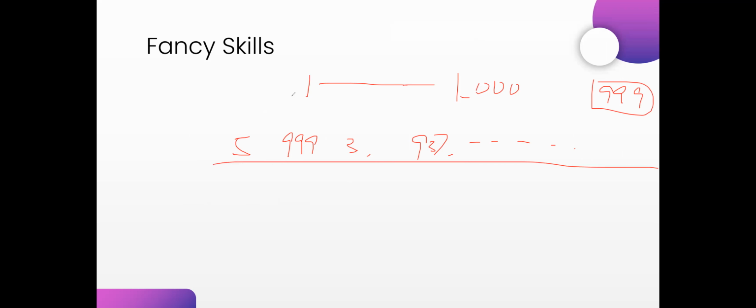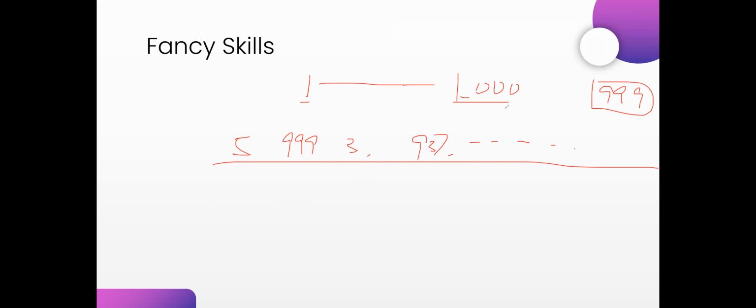Let's say the first number is 5. The second number is 999. The third number is 3. The fourth number is 10,000. The next is 5,937, and so on. Let me change this. I'm going to change it to just 1,000 numbers, so there are a total of 999 numbers.